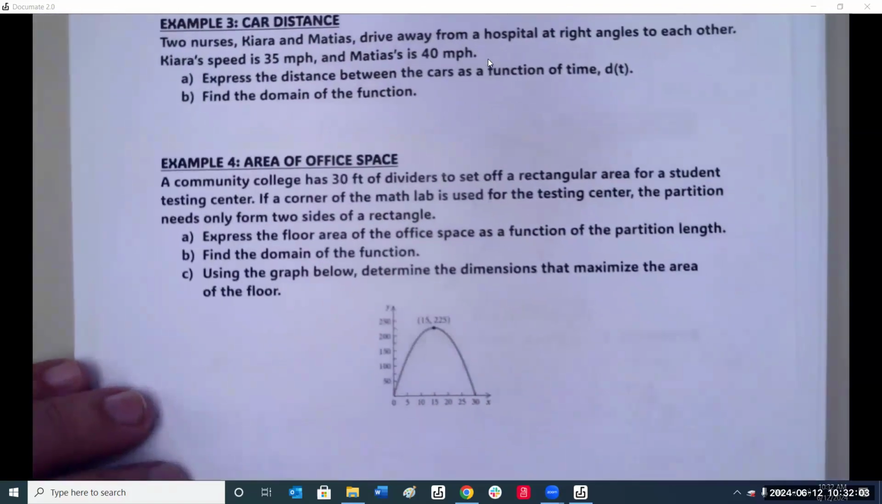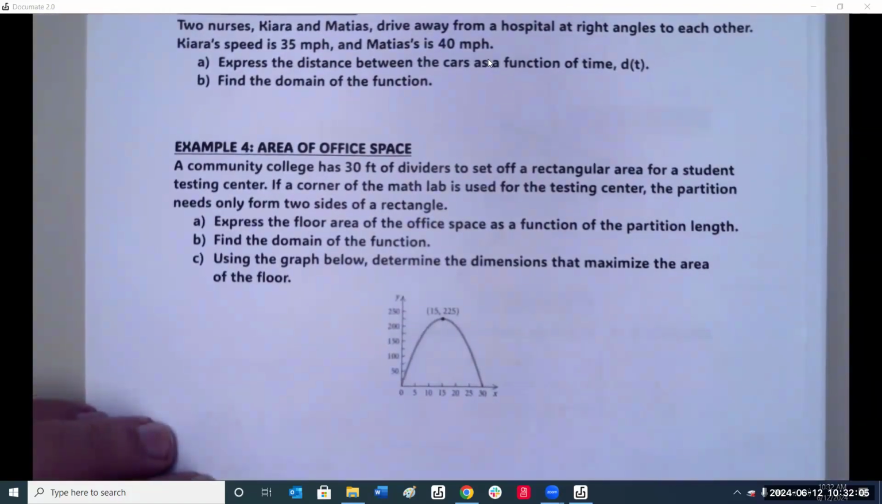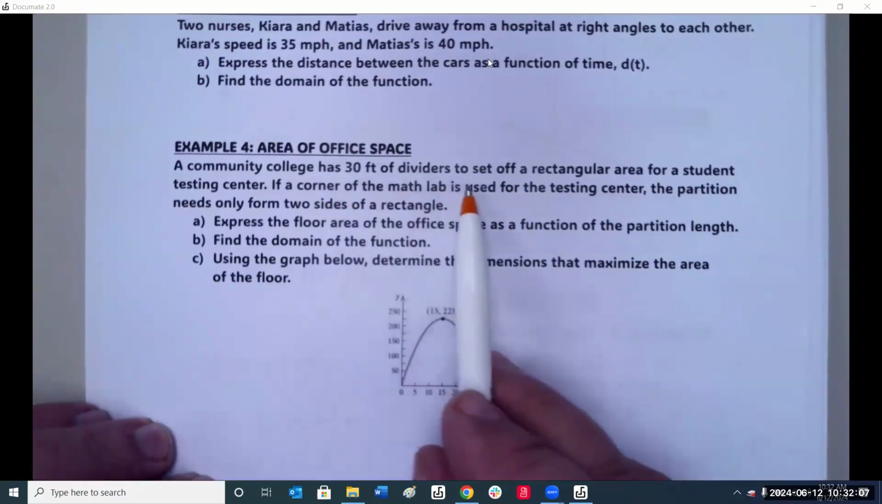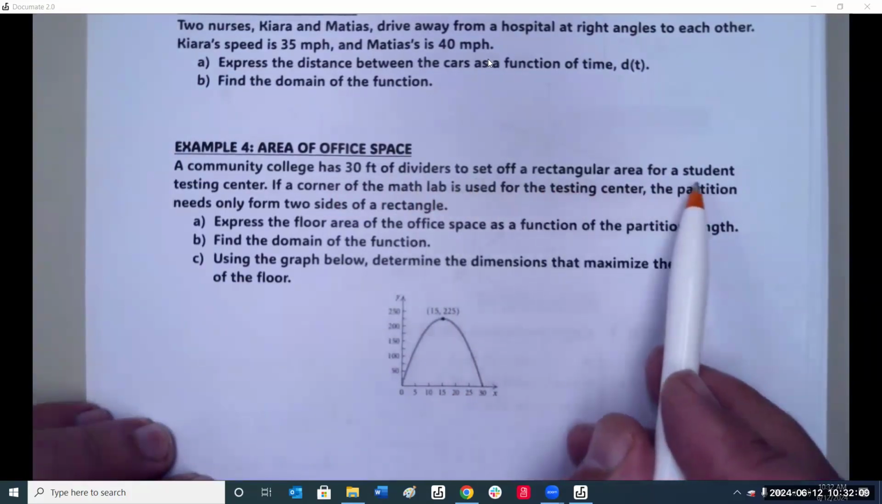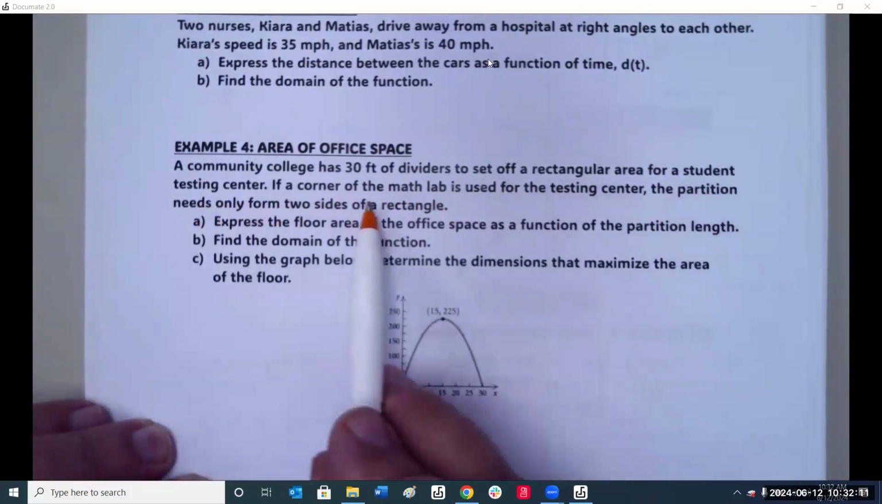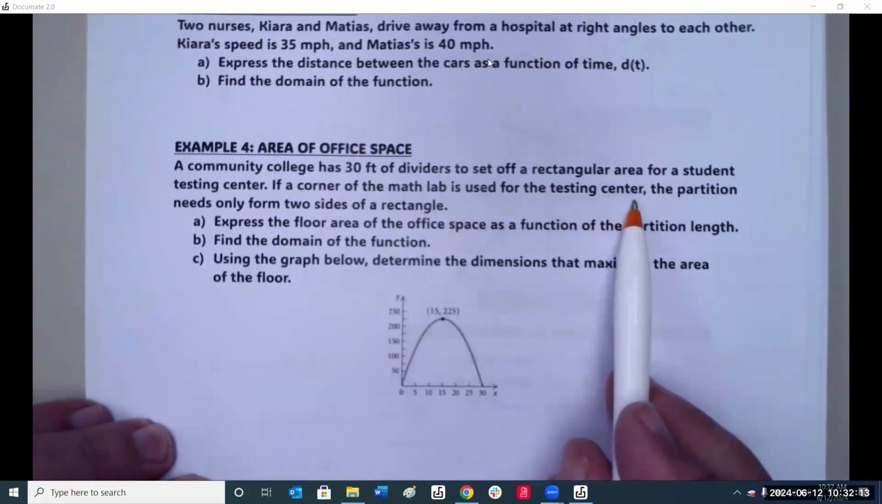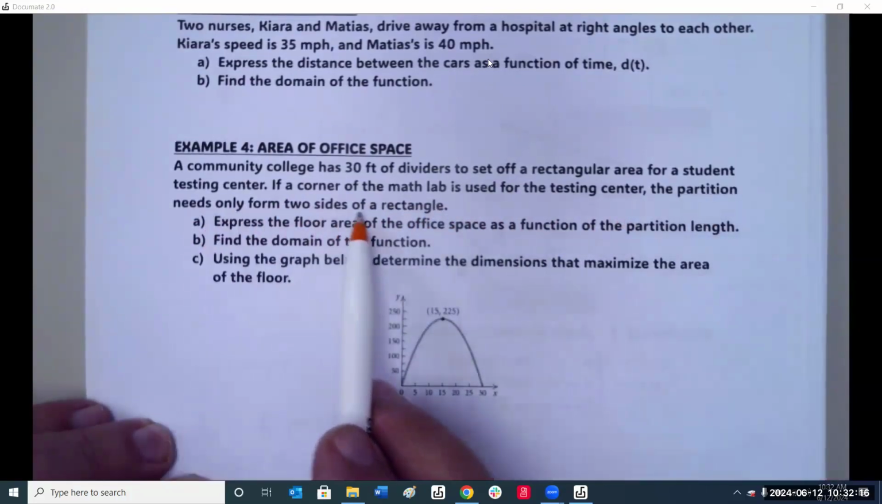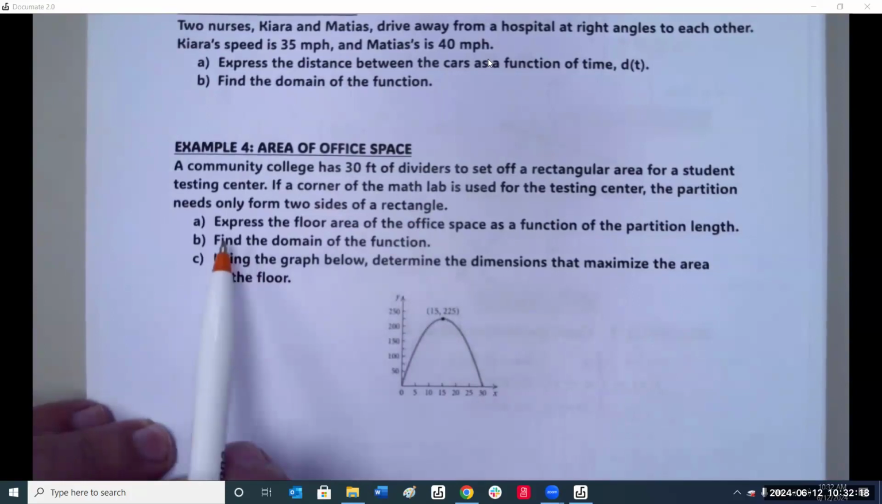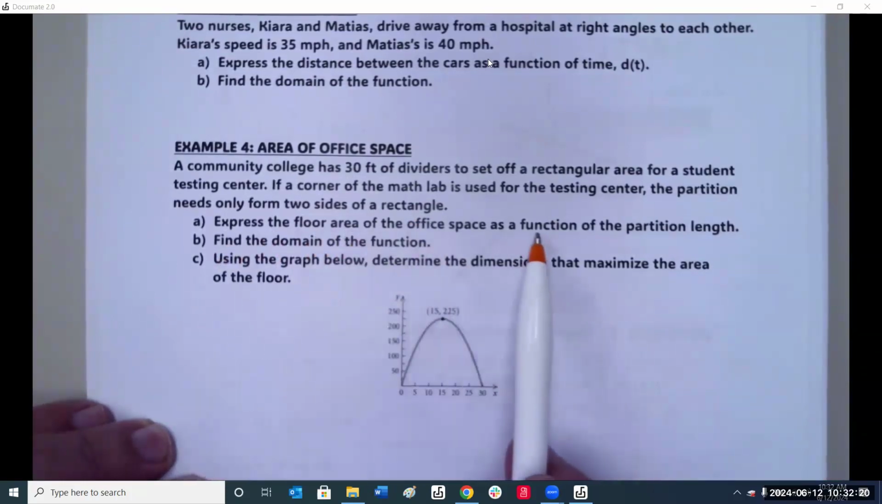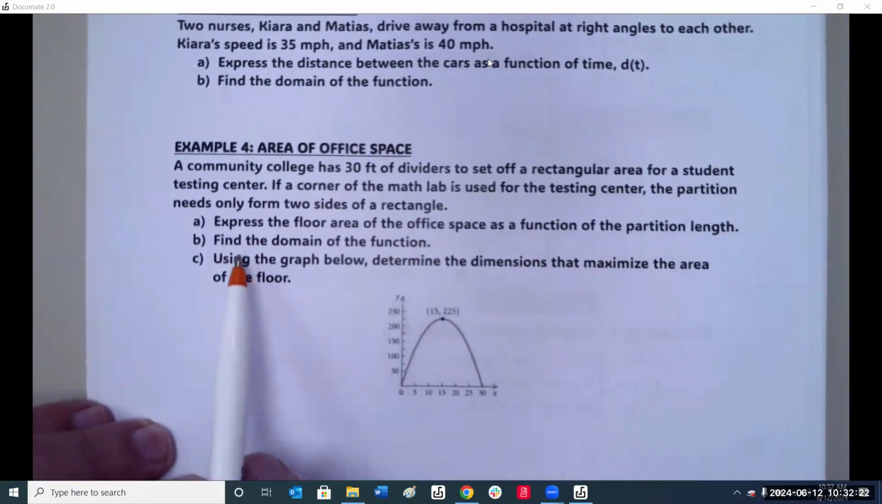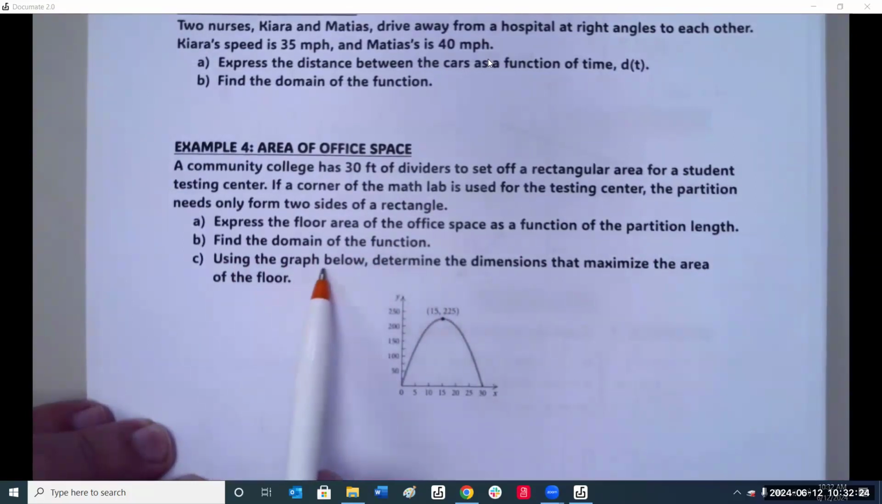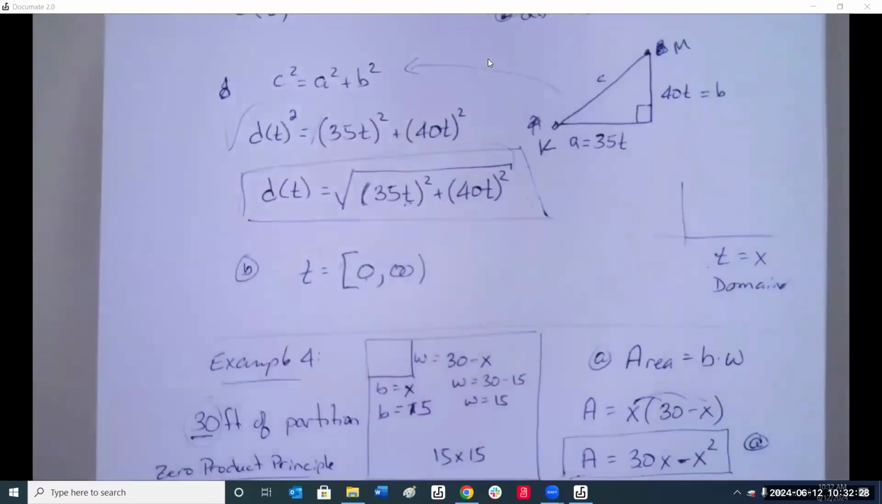Example 4. A community college has 30 feet of dividers set off in a rectangular area for students. The corner of the math lab is used as a testing center, so for the partition only 2 sides are needed. Express the floor area as a function of the partition length. Find the domain and use the graph below to determine the maximum area of the floor.